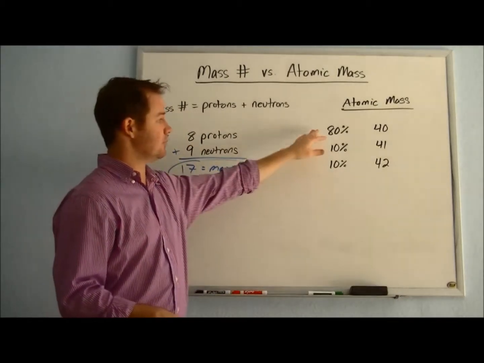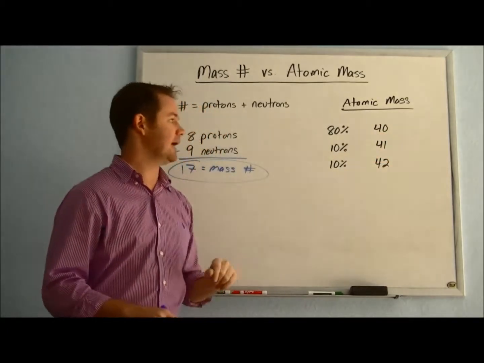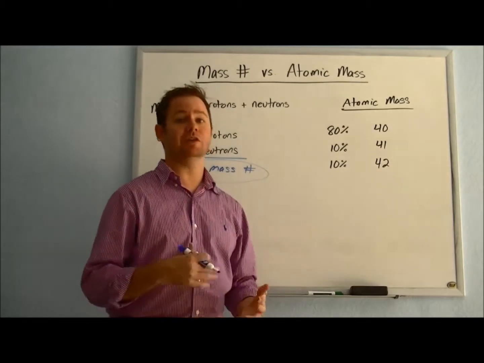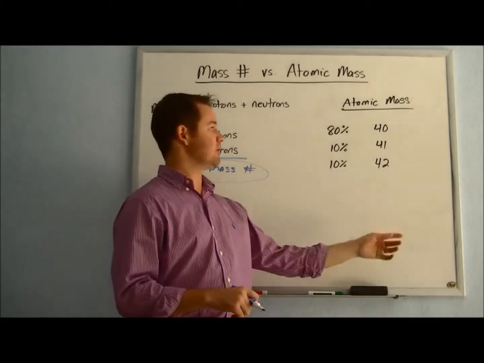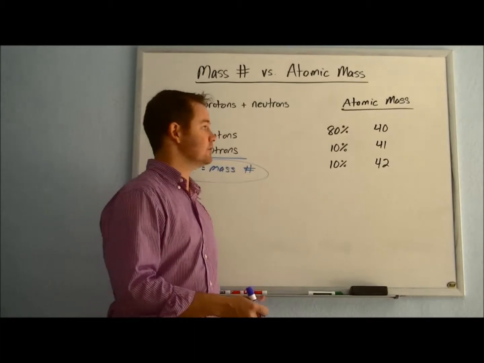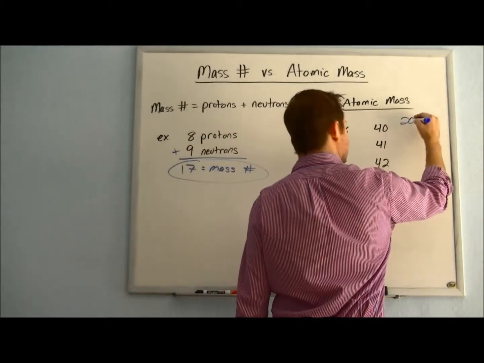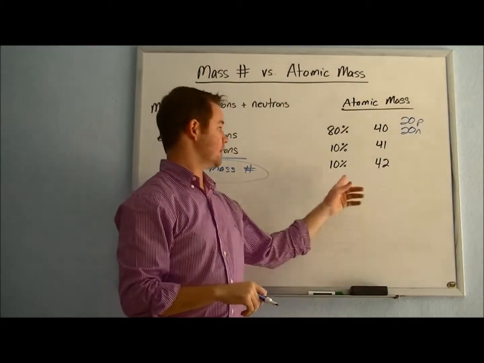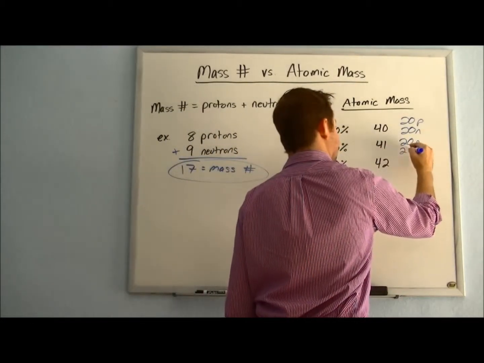So for example here, let's say we had an element with a mass number of 40, 41, and 42 in different occurrences, or because of different isotopes. This could be something, for example, like calcium, which has an atomic mass close to 40, and so maybe you have calcium that has 20 protons and 20 neutrons, and then maybe you have a different atom of calcium that has 20 protons and 21 neutrons. That would be an isotope.